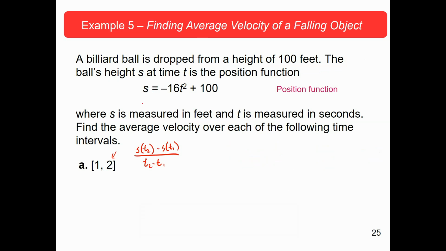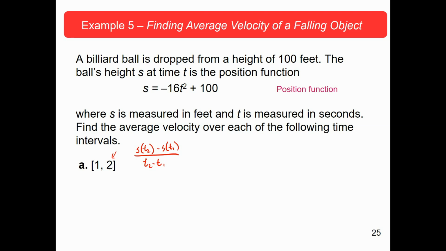A billiard ball is dropped from 100 feet. The ball's height at time t is given by negative 16 t squared plus 100. Now in this case, s is measured in feet and t is measured in seconds, so we know our answer, or our velocity, should be in feet per second. And we want to find the average velocity over a couple of different intervals. The first interval we're looking at is from 1 to 2.